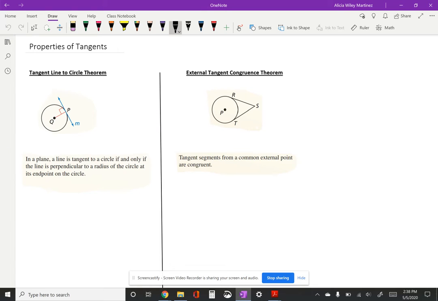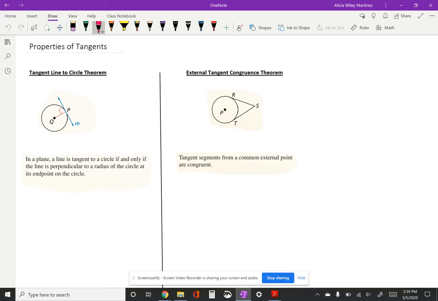Okay, so in this video, we're going to go over the two properties of tangents. One dealing with the tangent line to circle theorem, and the other is the external tangent congruence theorem. I will go over the theorems, and then I will do an example or two of each of these.